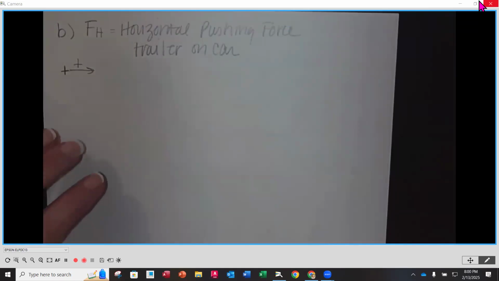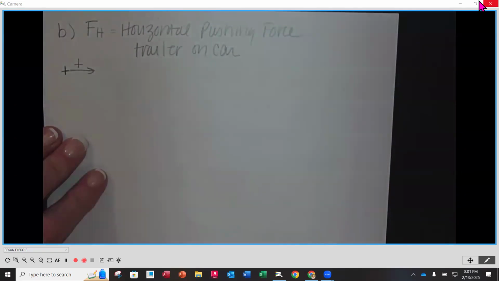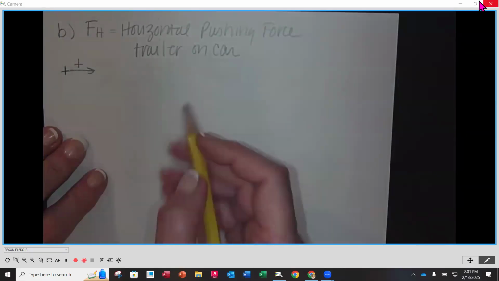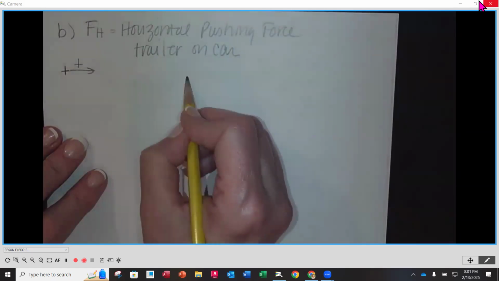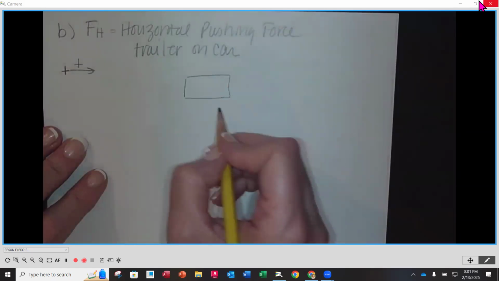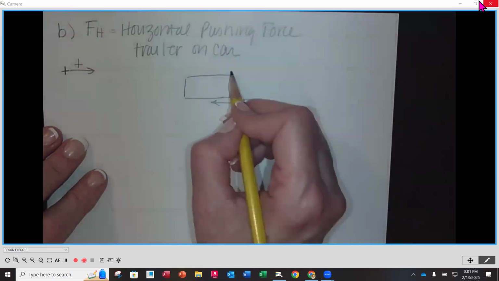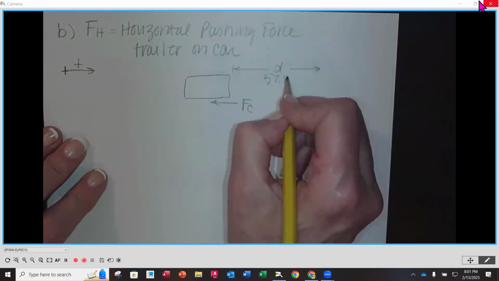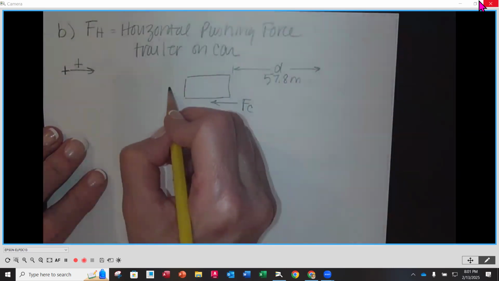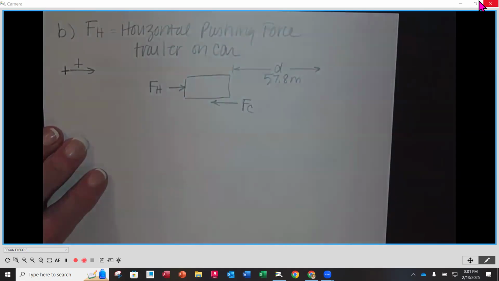So we're going to look at the car separately because we're now interested in what is the force that's actually on the car. So let's draw a little picture of the car. We know its braking force on the car is in that direction. The distance for braking, we know, is 57.8 meters. And then there is this force horizontal that is coming from the trailer. So this is car.